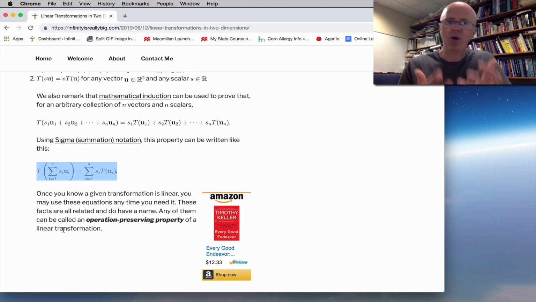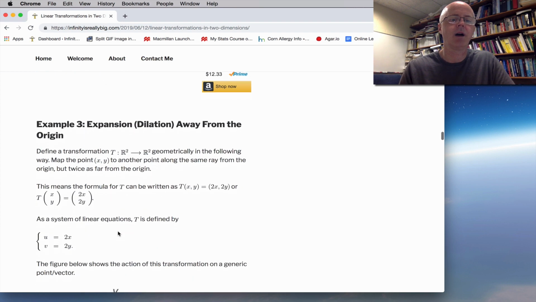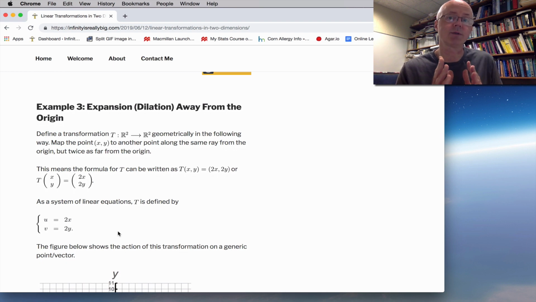Okay. These properties that I've been highlighting here have a name. They're sometimes called the operation preserving property of linear transformations. That's just something to be aware of. All right, we're going to go quicker now because we're just going to mostly focus on the pictures.